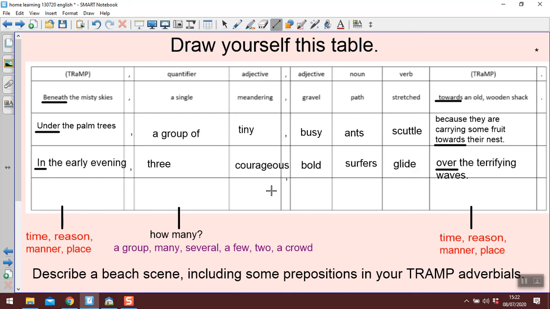Okay, so I'd like you to write your own sentences in your table that you've drawn, include all the necessary punctuation, and make sure you have prepositions in your TRAMP adverbials.